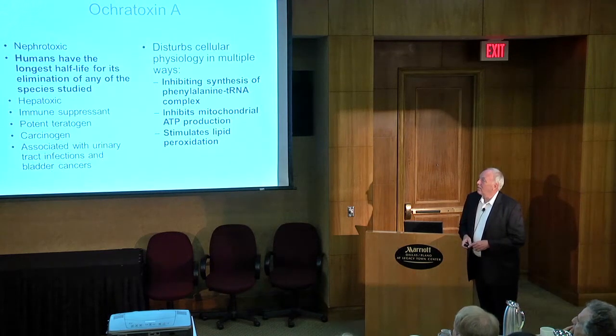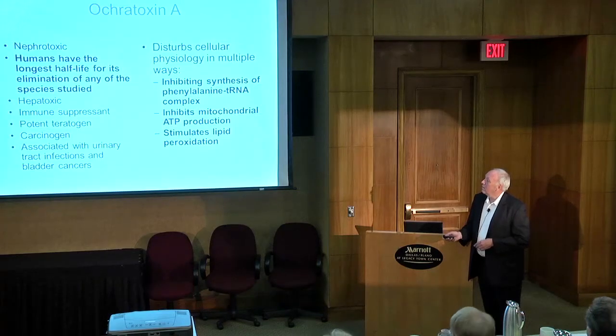Humans have the longest half-life for its elimination of any of the species studied. I do a lot of legal discussions and involvement with patients in legal cases. And one of the biggest issues that the other side brings up is that the half-life of ochratoxin is 32 days. And that's true. It is in serum. I have seen nothing in the literature that says what the half-life is intracellular, inside the cell. So that kind of goes by the wayside because all of these toxins become intracellular, and that's where they cause the havoc in humans.